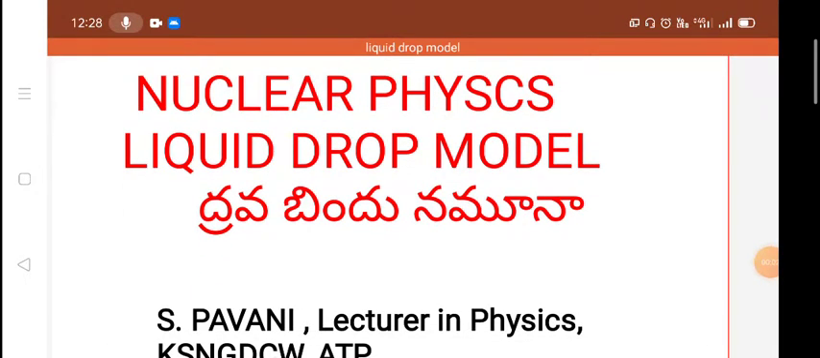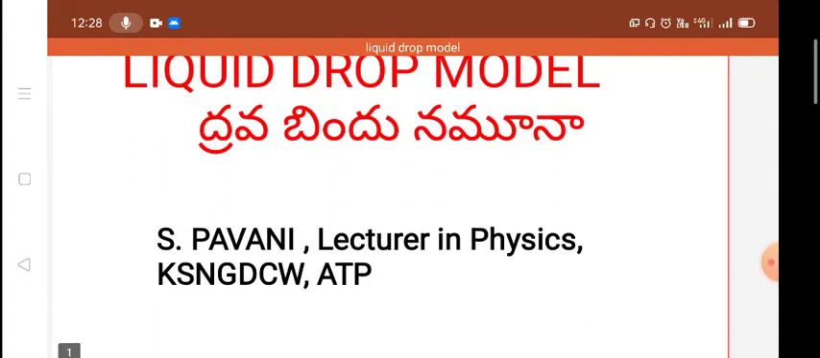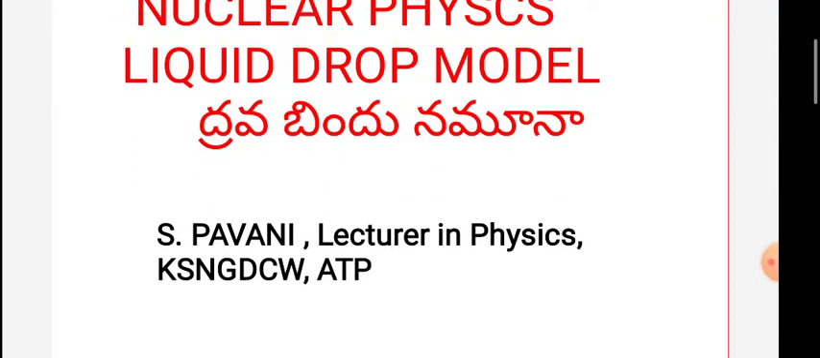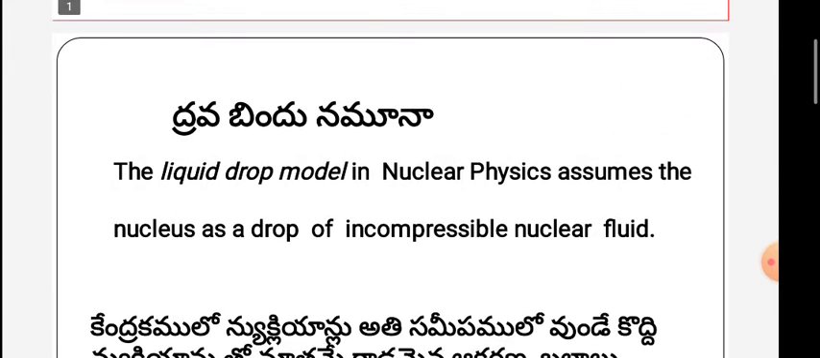Nuclear physics. Liquid drop model. The precise nature of the forces acting on the nucleons is yet unknown. Scientists came up with various models considering the similarities between the nucleus and a liquid drop, and the shell model. In today's class, we will be discussing the liquid drop model.